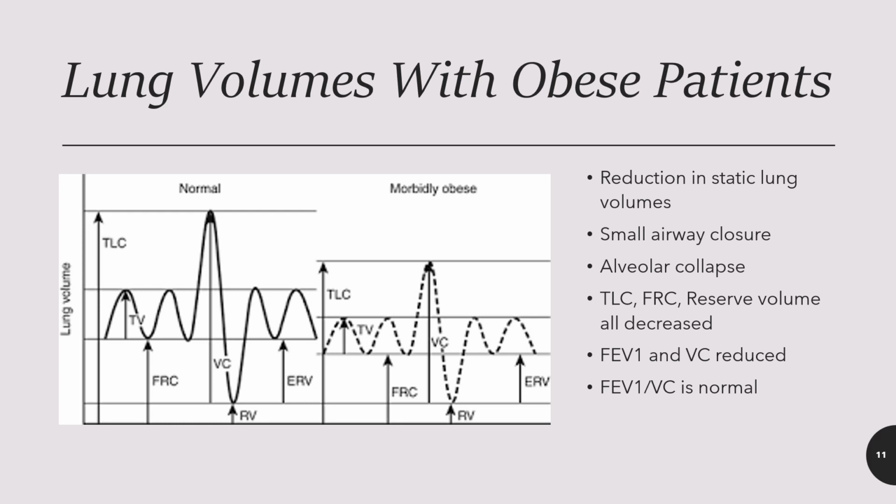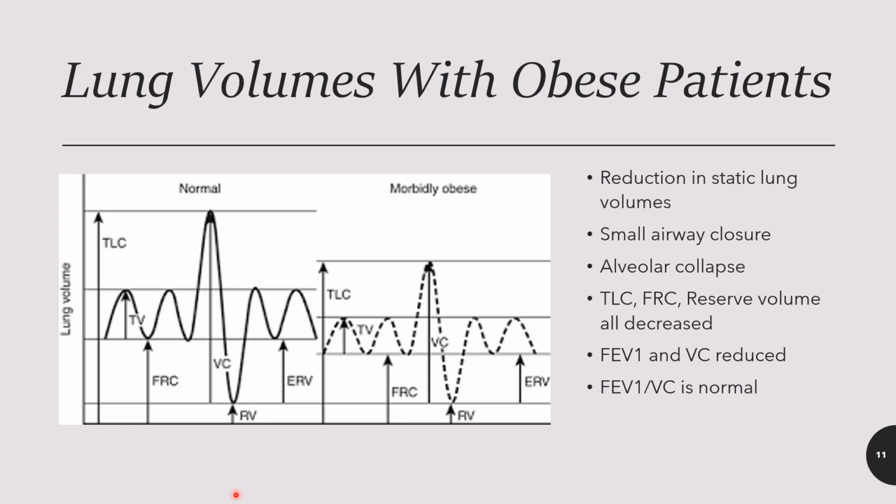I think this is a great slide that will show you lung volumes of a normal patient versus an obese patient. And some of the common features you see is, number one, total lung capacity. The area from here down to here is greatly reduced with a morbidly obese patient. Other changes are changes in static lung volumes.